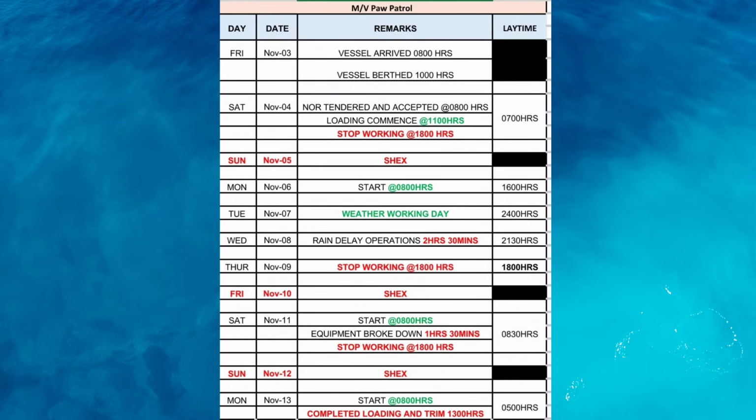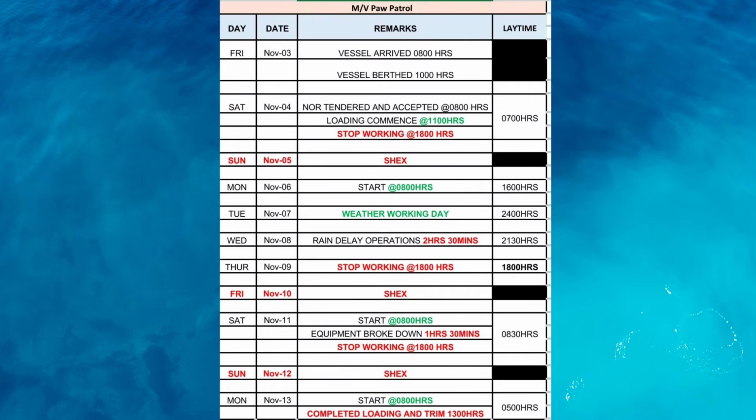On Monday, November 13, it's the day after a holiday, a Sunday, an excepted day, and therefore we start at 0800 hours, right? The question also stated that the vessel completed loading and trimming at 1300 hours on Monday, November 13.